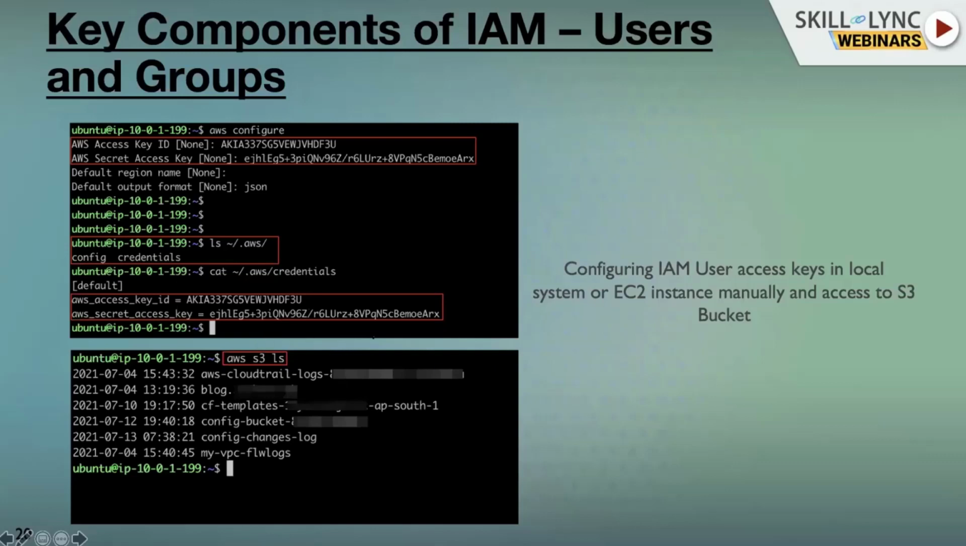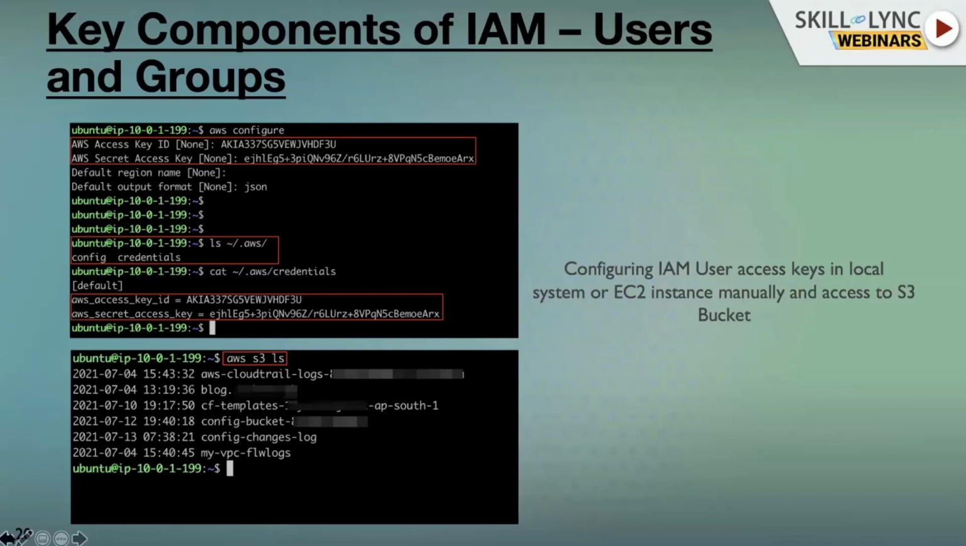So let's test it out, right? Using the AWS CLI, there is a command if you want to list out the contents of an S3 bucket, or list out the S3 buckets. So here I'm showing a command known as aws s3 ls, which basically means listing out the S3 buckets in my account.